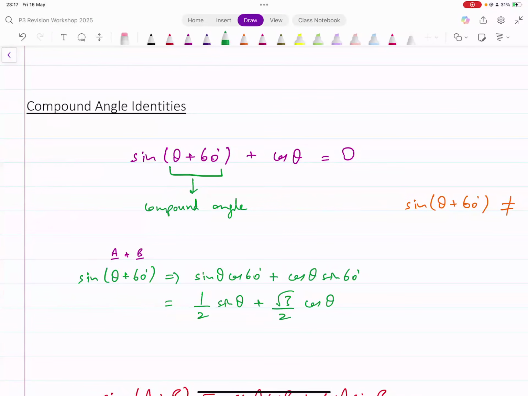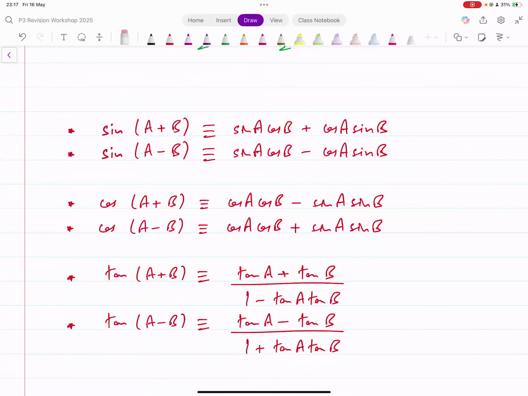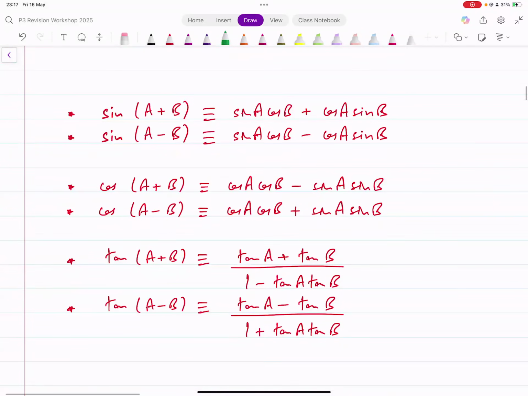We expand it using some identities, and they look like this. We have 6 identities, 2 for sine, 2 for cos, 2 for tan. Sine A plus B is sine A cos B plus cos A sine B. Sine A minus B is sine A cos B minus cos A sine B. Similarly, for cos and tan, you can look at these identities. Whenever you have these compound angles, we can expand them using these identities. All of them are given in the formula sheet, although they're written in a relatively more concise way. I'll show them how exactly.